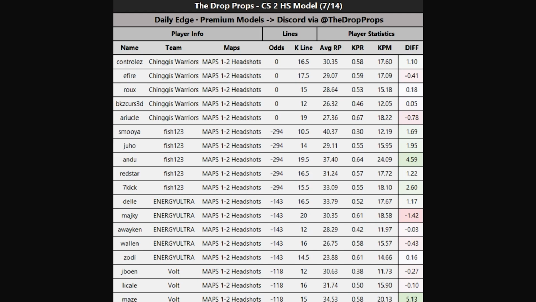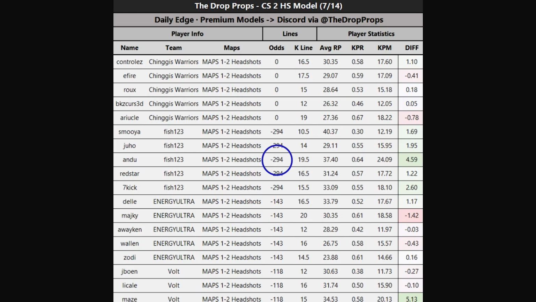Let's take another look back at Andu. He has a difference of 4.59 over his headshot line of 19.5, and he's also projected to win that game, minus 294 odds. So this can be a little suspicious in my eyes, and I might not necessarily take this line, because why is the sportsbook giving us this line so low if he happens to go 4.59 over on average?